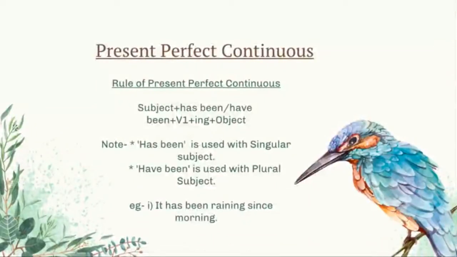Present perfect continuous tense. The rule of the present perfect continuous tense is subject plus has been or have been plus first form of verb plus ing plus the object. Now, just like the use of has been is used with the singular subject, whereas have been is used with the plural subject. For example, it has been raining since morning.